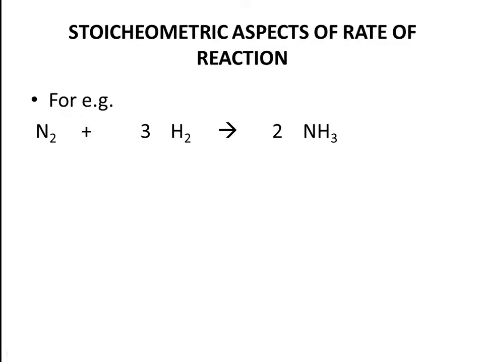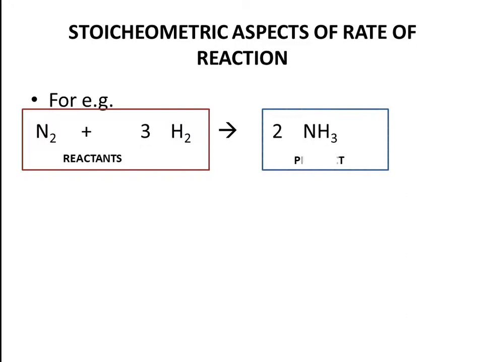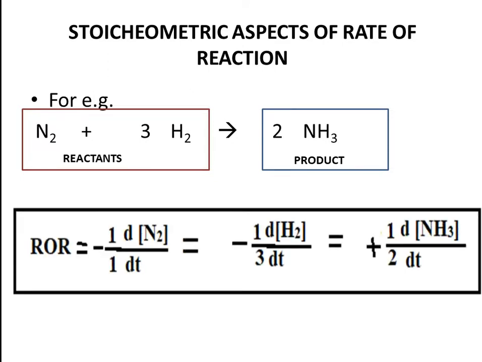How do we convert this stoichiometry in terms of rate of reaction? Suppose we have to draw the expression for the rate of reaction. So we must know about the reactant and product. So whatever is put on the left hand side is called reactant, and whatever is written on the right hand side is called product. So what is the basic representation of this rate of reaction? We put a negative sign here.